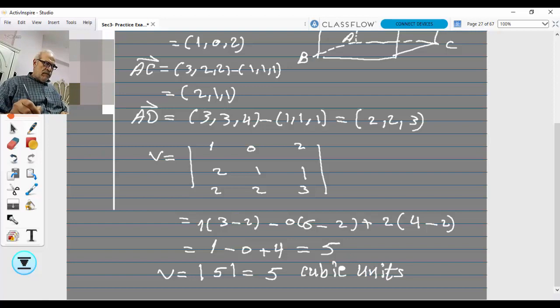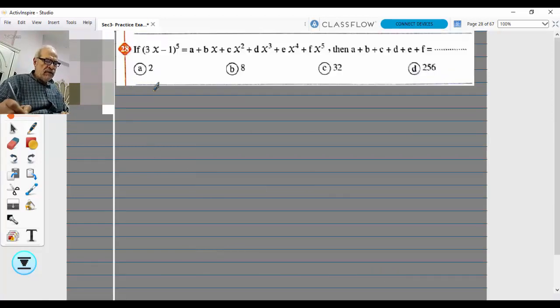Next question number 28. Here we have (3x minus 1) all power 5 equals a plus bx plus c x squared plus d x power 3 plus e x power 4 plus f x power 5. Then a plus b plus c plus d plus e plus f equals. To get a plus b plus c plus d plus e plus f from the right hand side, only put x equals 1.